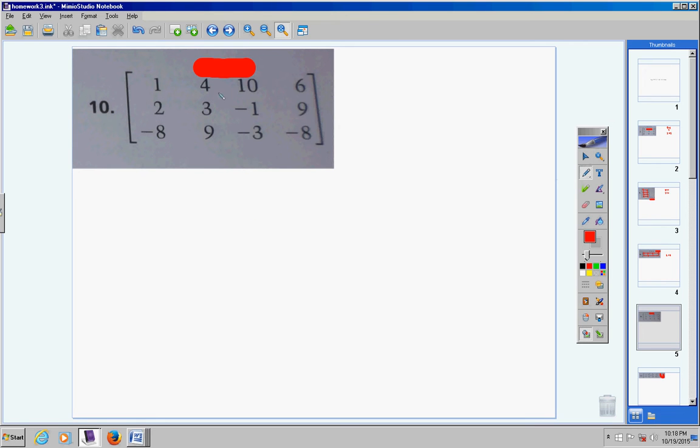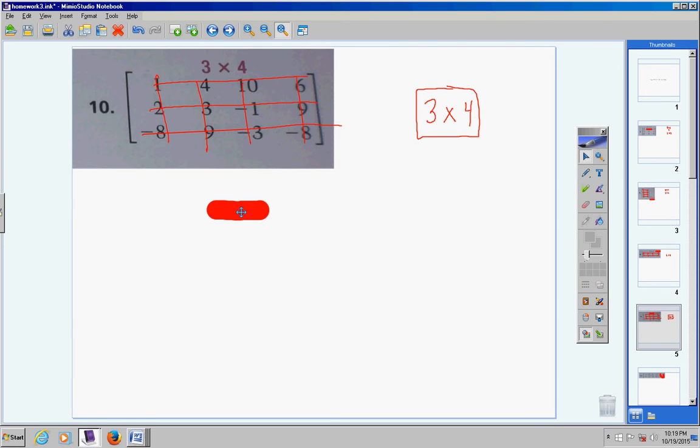Number 10. Well, we have how many rows? Rows come first. 1, 2, 3. 3 rows. How many columns? 1, 2, 3, 4. So this matrix is a 3 by 4 matrix. Okay. Now, guys, it's real important you know how to do this. We're going to use this information later, especially when it comes to multiplying matrices.